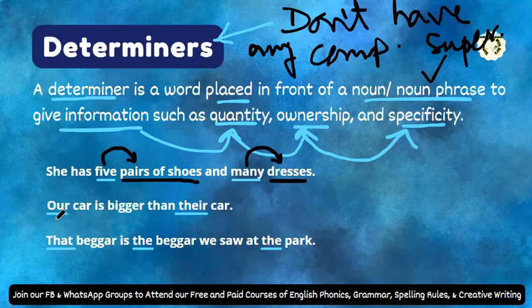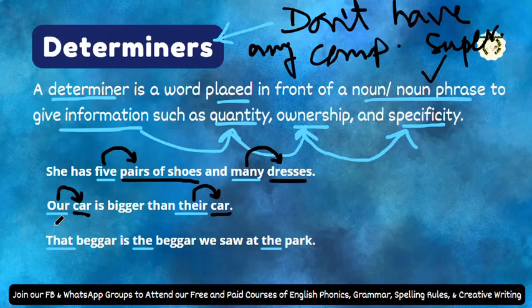Now, let's talk about the second example. Our car is bigger than their car. Now, the word our is giving us information about car. Whose car is this? Car is a noun. Our is giving us information about the ownership of this car. Their car. Car is a noun. The word their is giving you the information about the ownership of this noun, that is car.